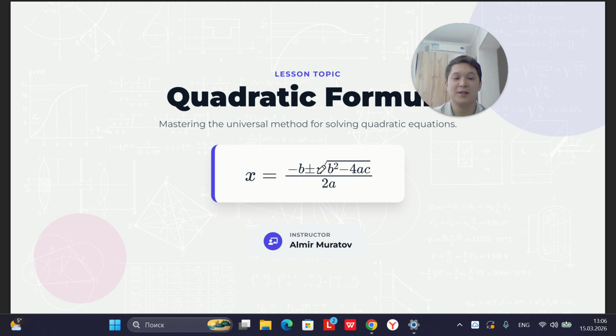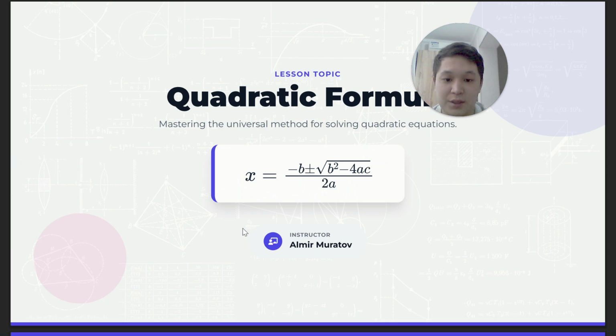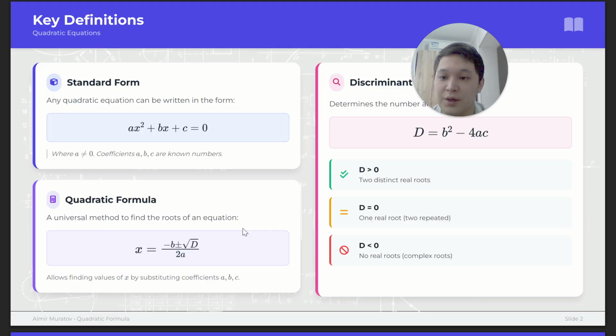It might look a little bit overwhelming and you maybe don't understand this, but once we break it down into small pieces, it's an incredibly straightforward and powerful tool for you. To use this formula, first we need to understand the standard form of the quadratic equation. So we have ax squared plus bx plus c equal to 0.